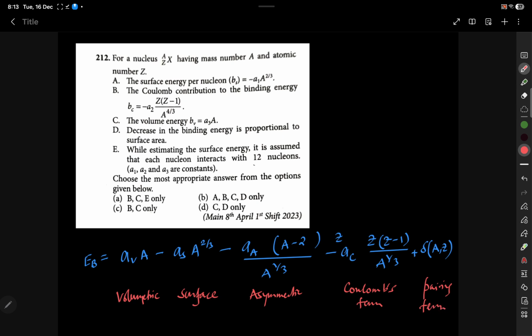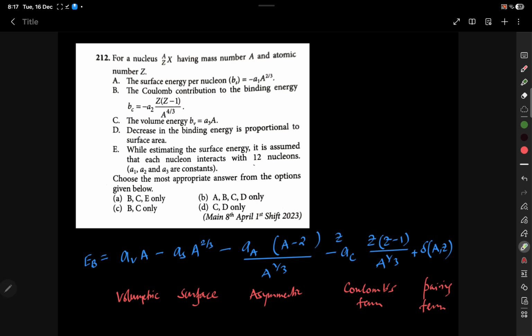So for the surface energy per nucleon, that is given as A1 into A to the power 1 by 3. So this is correct. The Coulomb contribution to the binding energy is minus A2 Z into Z minus 1 to the power A to the power 4 by 3. It is not correct because it is given as A to the power 1 by 3. So the question is given as the surface energy. Which of the following options is correct?